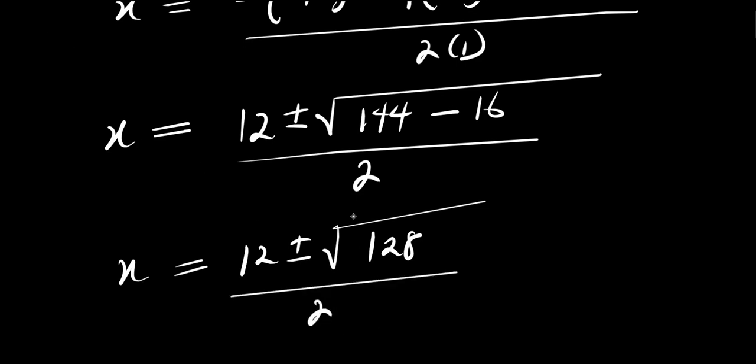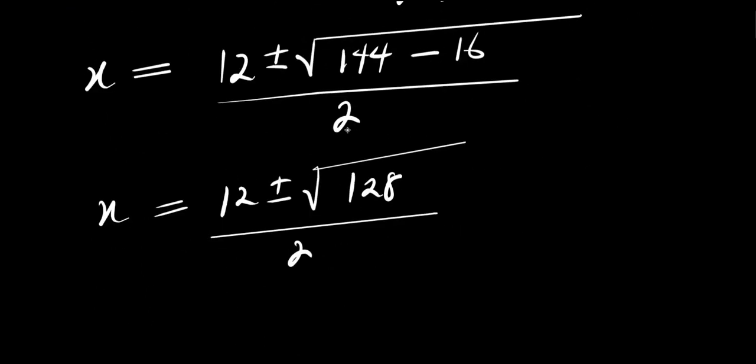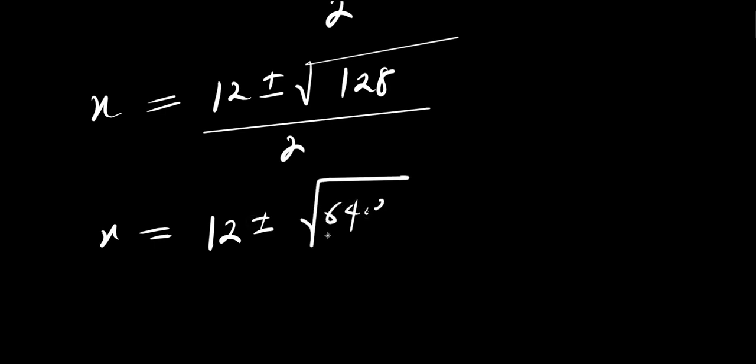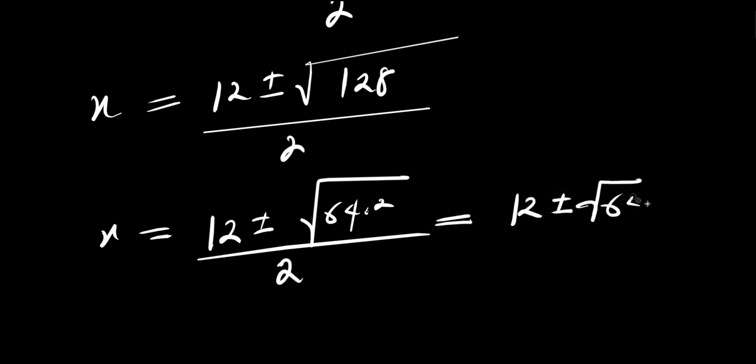So from here, we simply have x equals 12 plus or minus, this we can express as 64 times 2 divided by 2. So this equals 12 plus or minus square root of 64 times square root of 2 divided by 2.